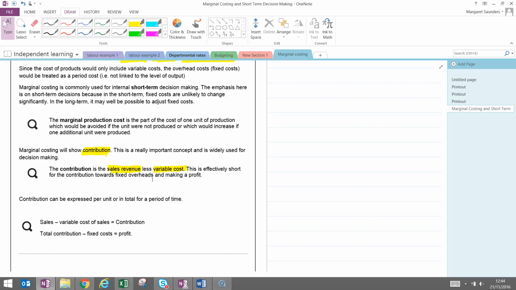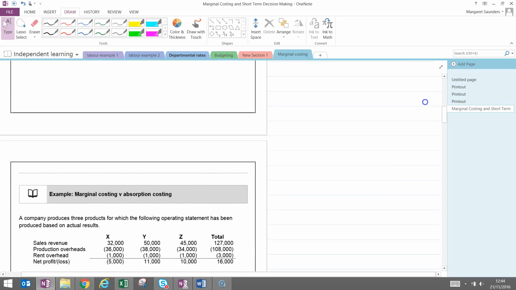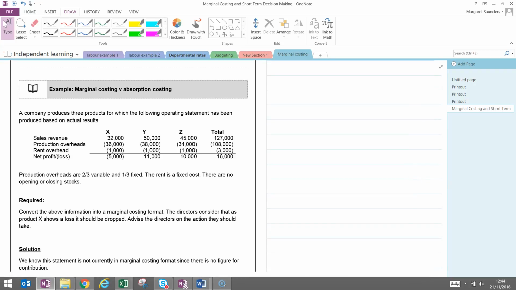So to summarise, sales minus our variable cost of sales, so in other words the direct material, the direct labour, variable overheads, gives us contribution. And it is our total contribution figure that we will then deduct our fixed costs from to give a profit. So if we have a look at an example that highlights this.